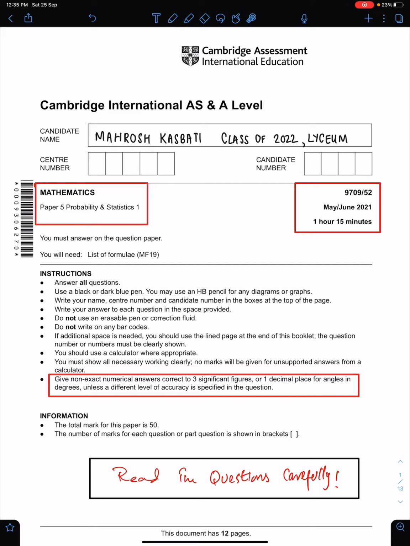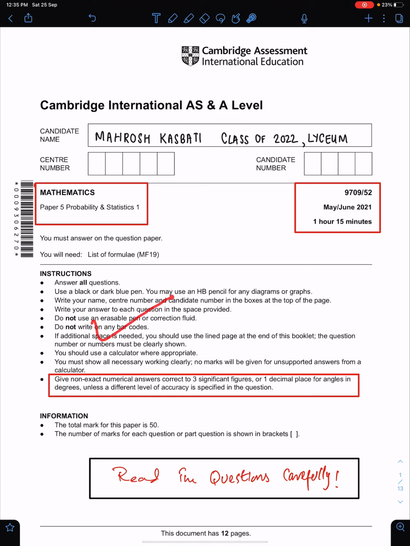In this lecture, I will discuss the solutions of S1 variant 52 of June 2021. For this lecture, I am using the work of one of my best students, Ms. Maharosh Kasbati of class 2022, the Lyceum.